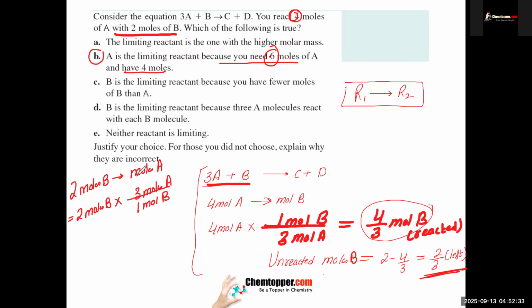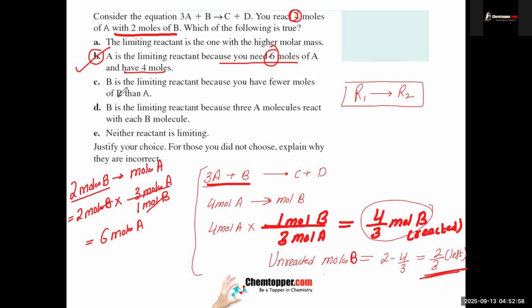Are you clear about how he's taking this ratio? Moles of B cancelled. So how many moles of A are needed to react with 2 moles of B? 6. And how many are given? 4. So it means A is the limiting reactant, given is less. So B is right.